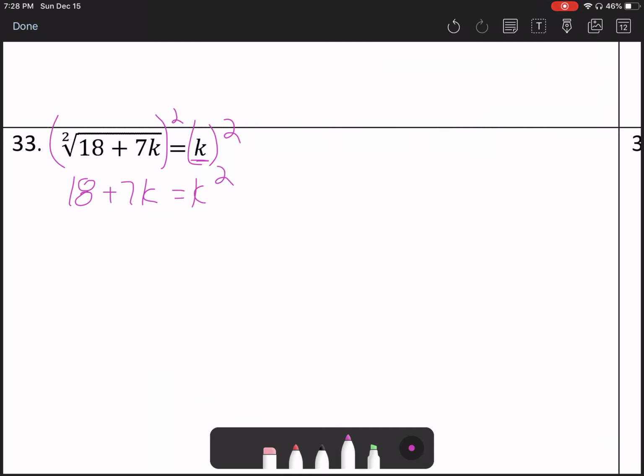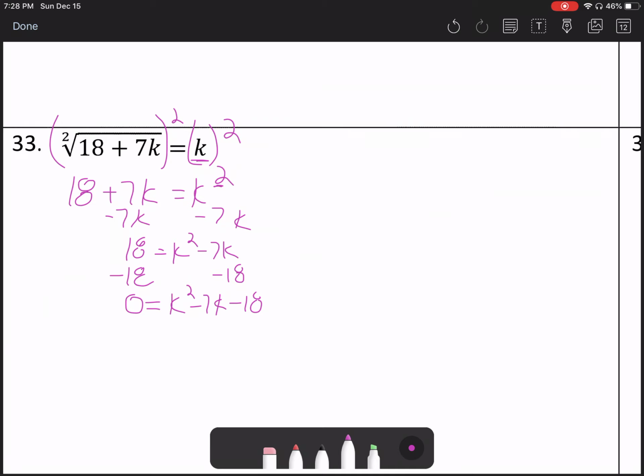Now, we kind of run into a little bit of a problem here, and actually it goes back to the last unit with quadratics: we have this k squared here, which means we have a quadratic. In order to solve a quadratic, no matter what method, pretty much, you have to set it equal to 0. Now, I like my k squared to be positive, so I'm actually going to subtract 7k from each side. So this is 18 is equal to k squared minus 7k. And then I'm going to also subtract 18 from each side. So I have 0 is equal to k squared minus 7k minus 18.